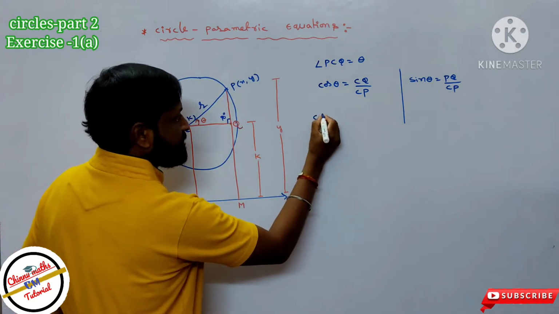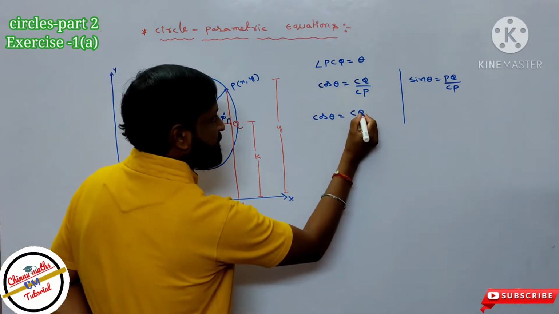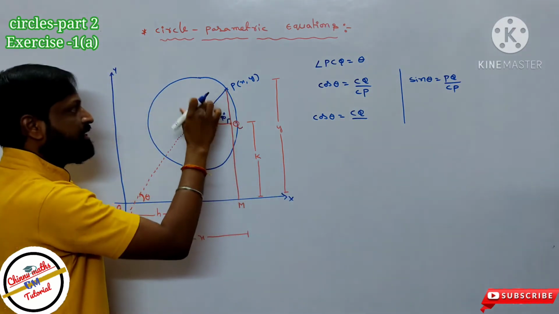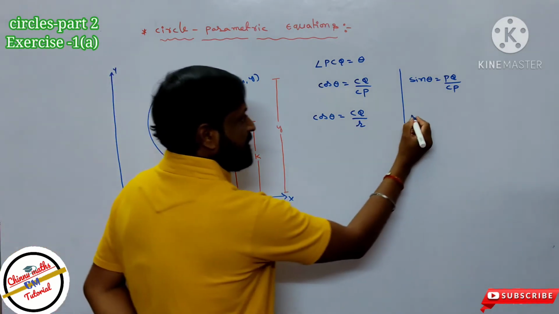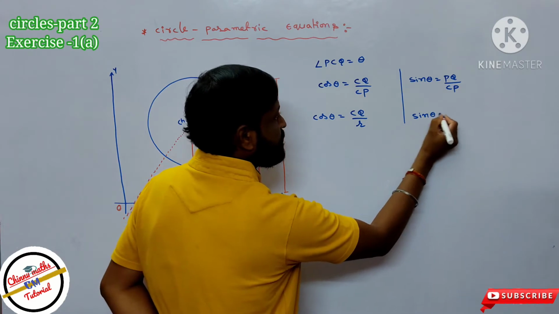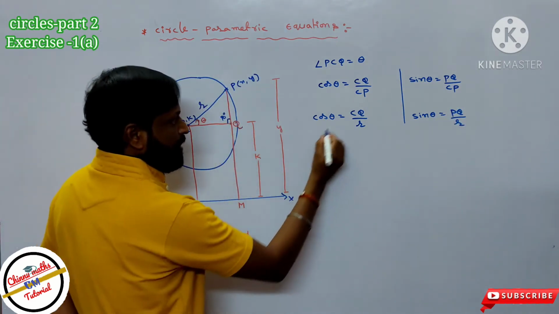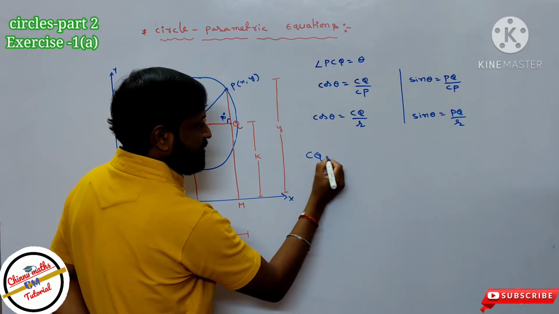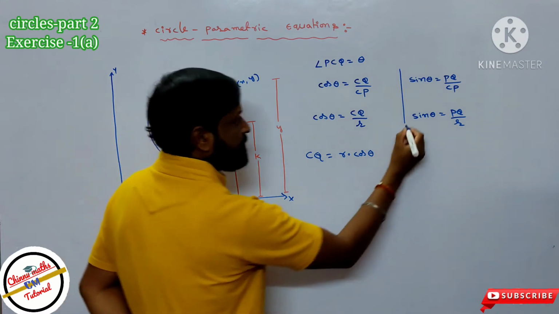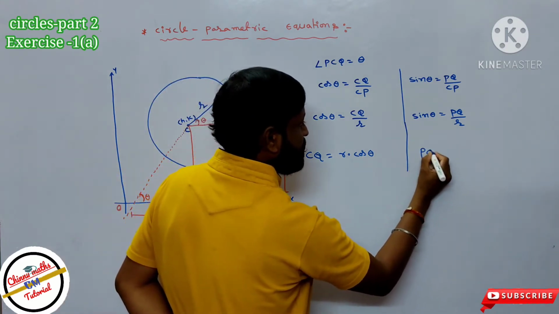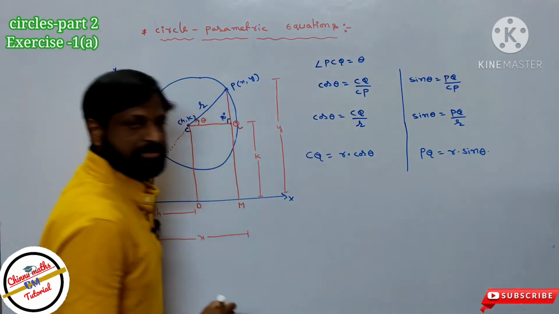Then cos theta equal to CQ by CP. What is the CP value? CP is nothing but the radius of the circle, that is denoted by small r. Similarly, sin theta equal to PQ by CP, which is r. So according to these equations, taking the cross multiplication, CQ equal to r cos theta. Then PQ equal to r sin theta.